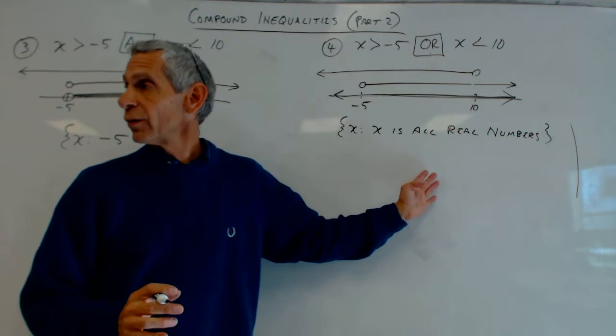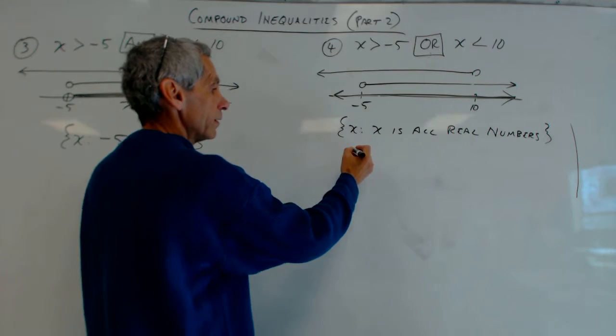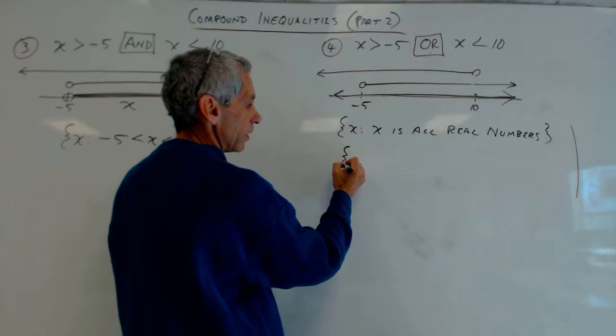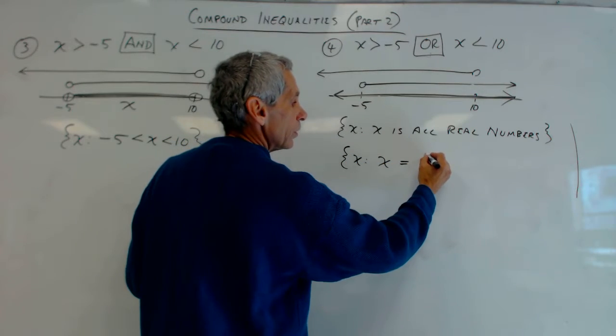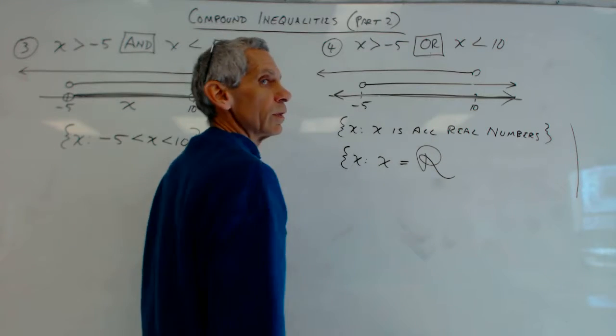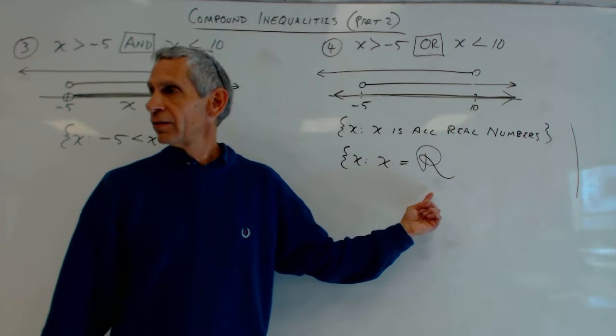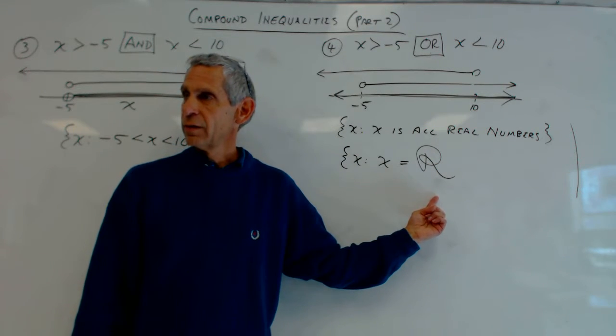But there's a shortcut for writing this, all right? And it's this: the set of all x's such that x equals an uppercase cursive R.